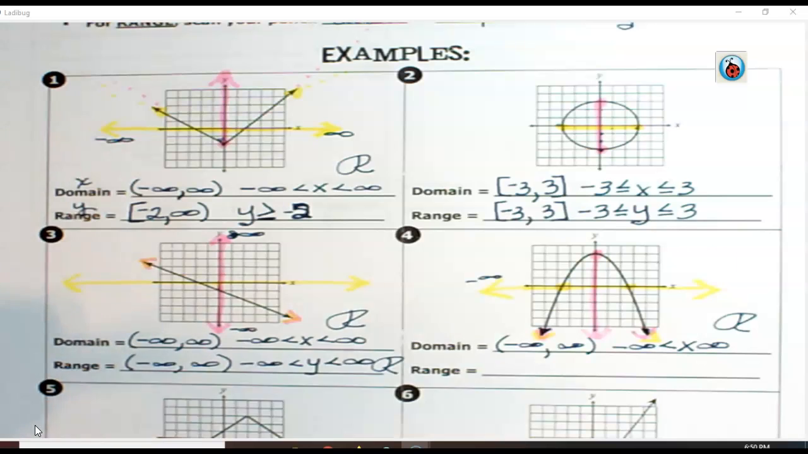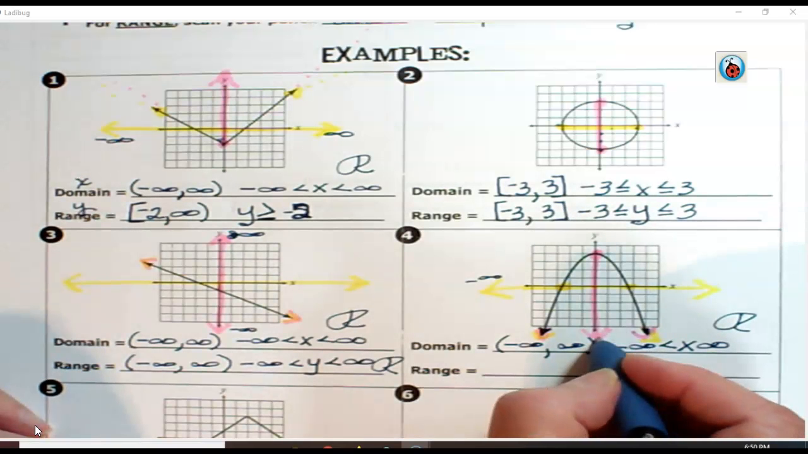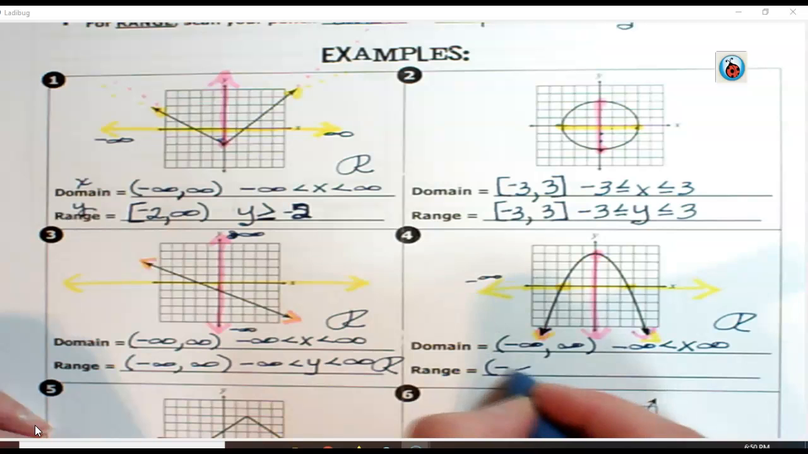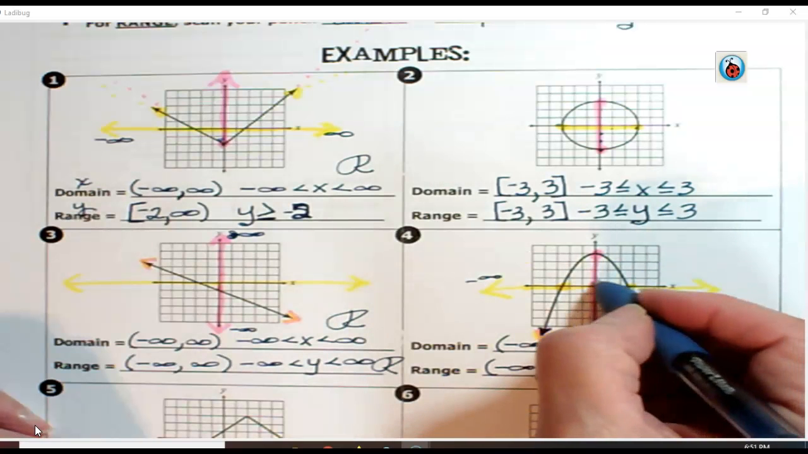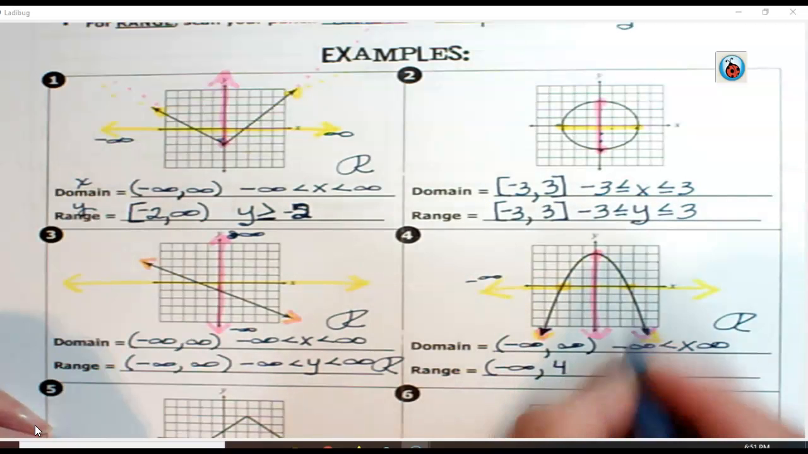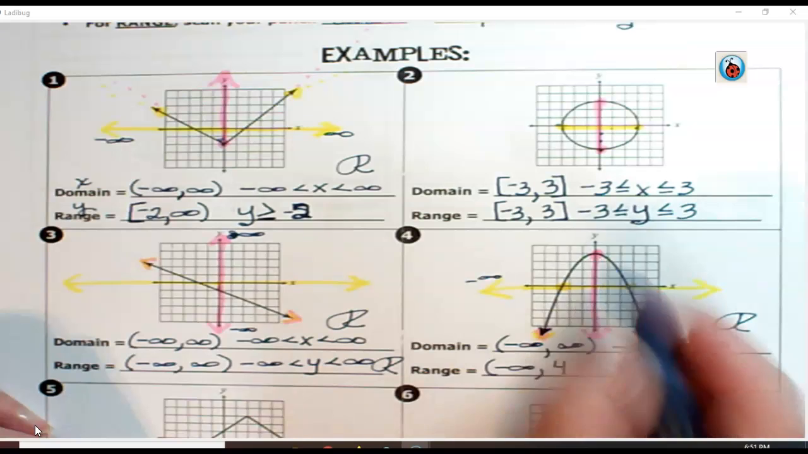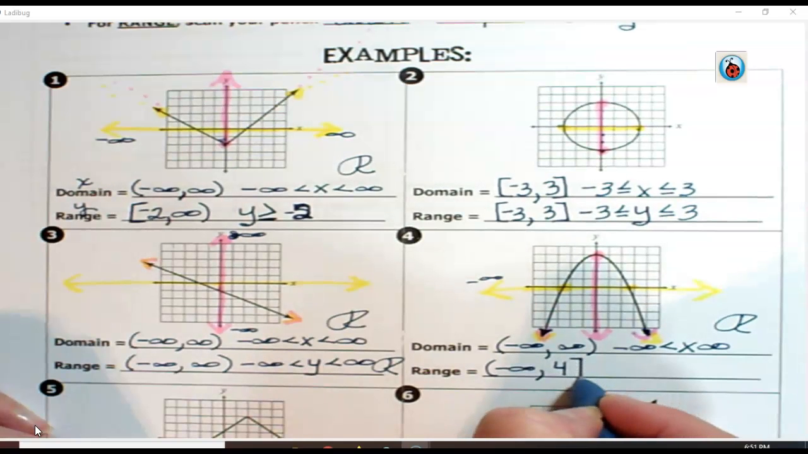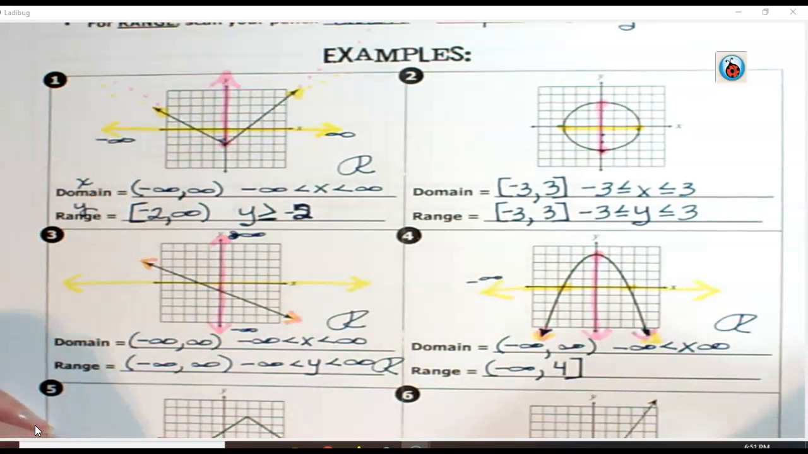All right, so my lowest is negative infinity because it's an arrow. My highest is up here at 1, 2, 3, 4, and it is on the line. It's on the parabola, so you can put a bracket.